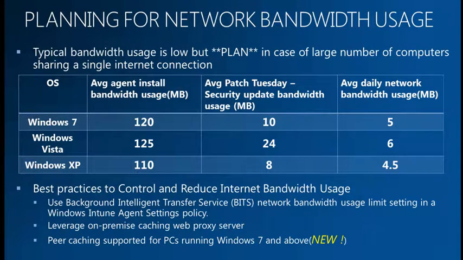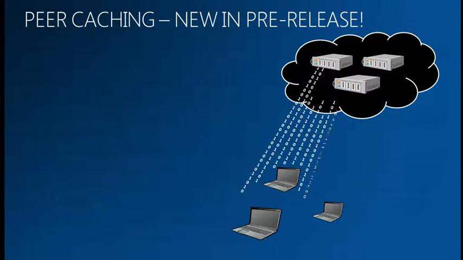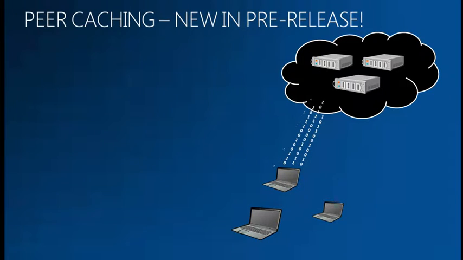And we have tested that in our labs, and that's one practice that you can adopt. And the last thing is peer caching, which we have introduced and which is new in the Spring pre-release, and that requires absolutely no additional infrastructure. All you need is your PCs to be on Windows 7 Business SKUs or later, and you get this rich caching functionality. So let me quickly cover the peer caching functionality.